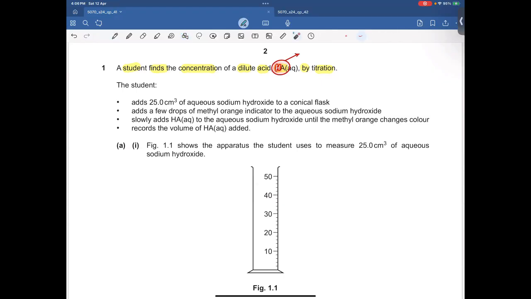Because it contains only one hydrogen ion in the molecule, it donates only one hydrogen ion in the aqueous medium. So technically it is a monobasic acid.